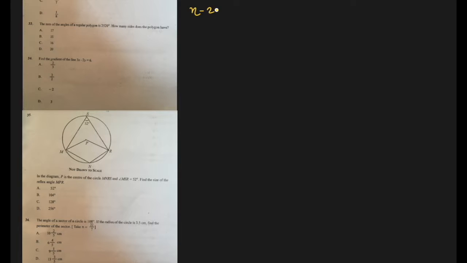Number 33. The sum of angles of the regular polygon is 2520. In one of the previous questions, we talked about an individual angle. Here is the sum, and the formula we used was (n minus 2) times 180. That's what we are going to use here. This is the sum of all the angles.